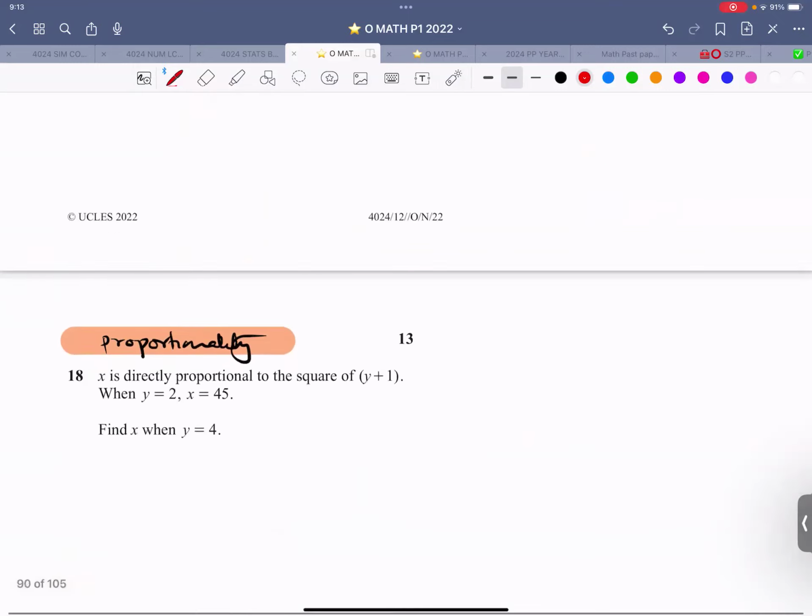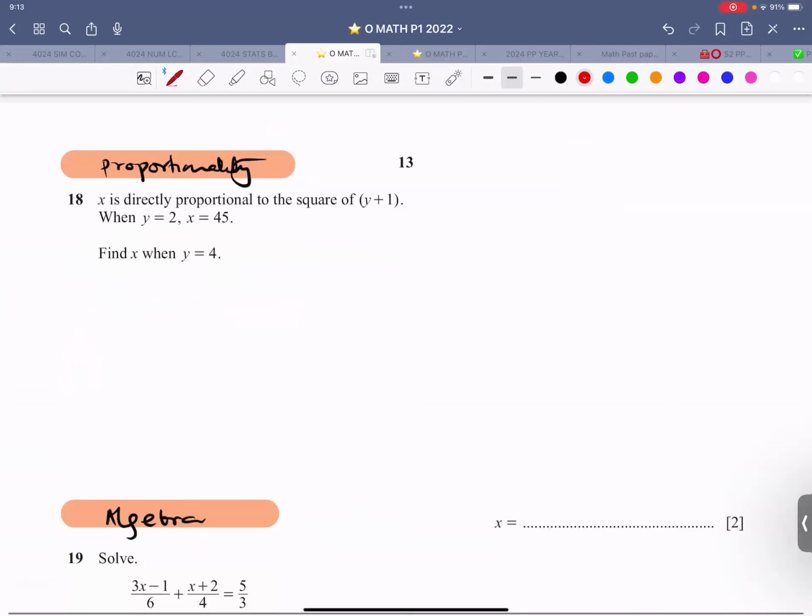Question number 18 is proportionality. x is directly proportional to the square of y plus 1. Actually, y plus 1, not x plus 1. x is already there. So therefore, x equals k times (y plus 1) whole squared. Now keep in mind, usually it's y is proportional to something in x. This time it's x is proportional to something in y.